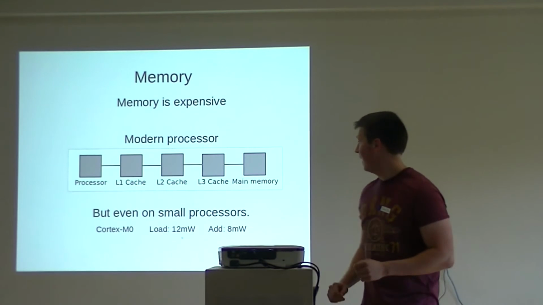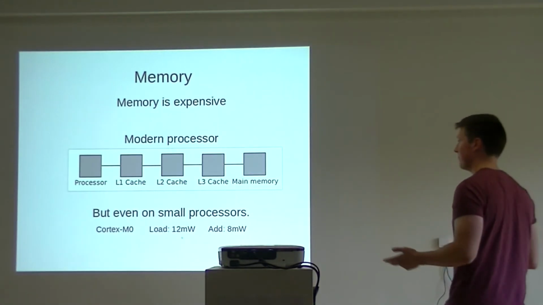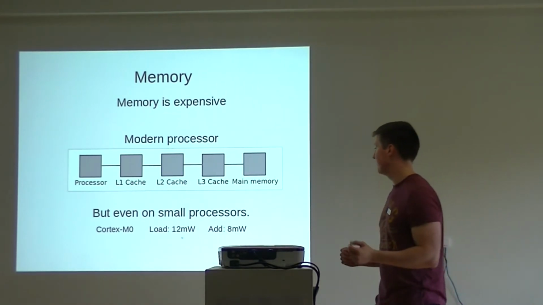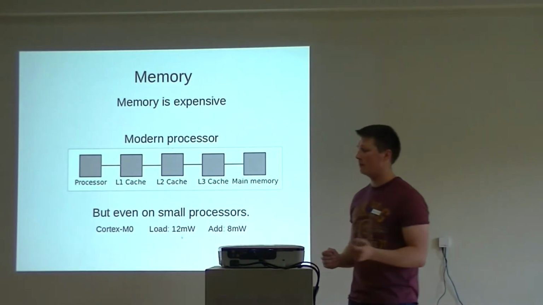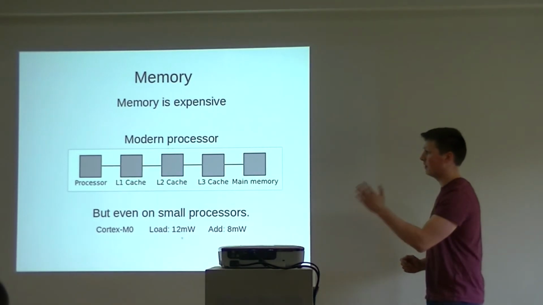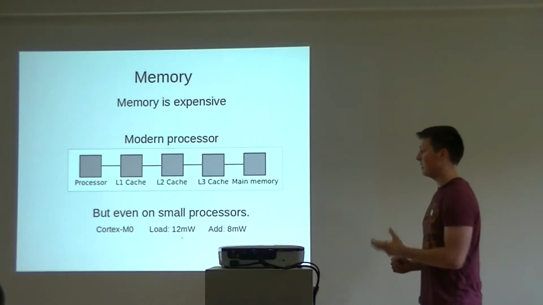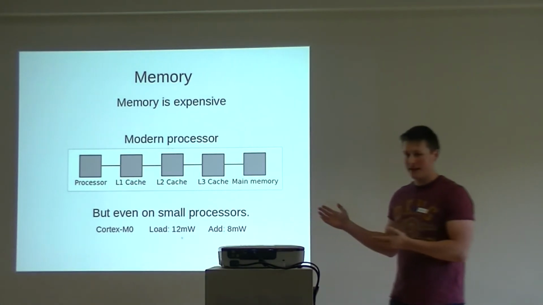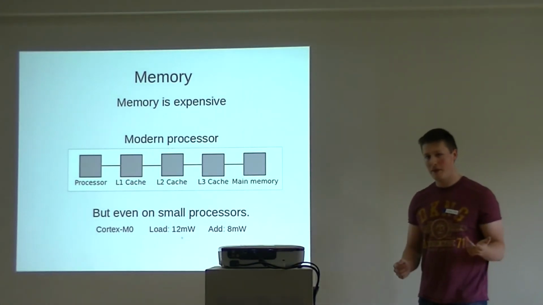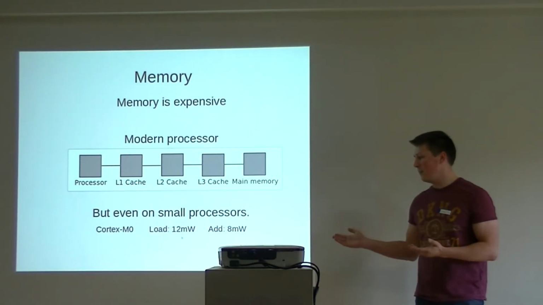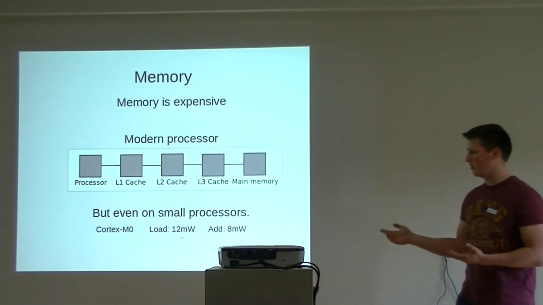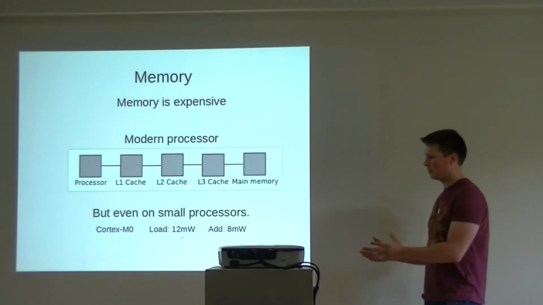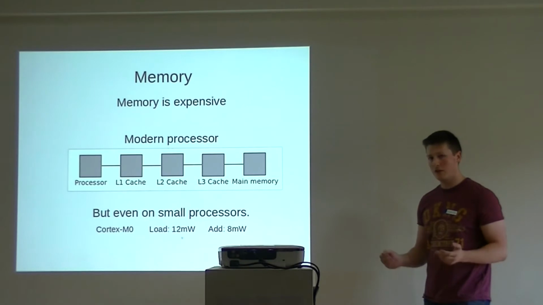Onto memory. It's expensive to access memory. If you look at this memory hierarchy here, if you do a cache miss in every single layer, you're going from the processor to L1 to L2 to L3, then finally to main memory. It costs really a lot, but you might be thinking, oh, this is just a modern processor, it doesn't matter for embedded stuff. But it does. This is on a very, very small Cortex-M0. It's still 50% more power to do loads from memory than it is just to do some computation.